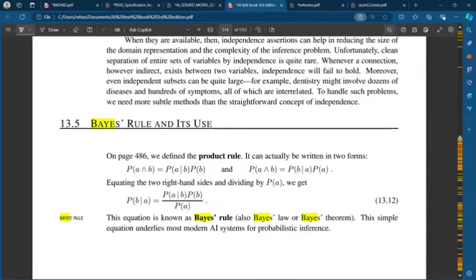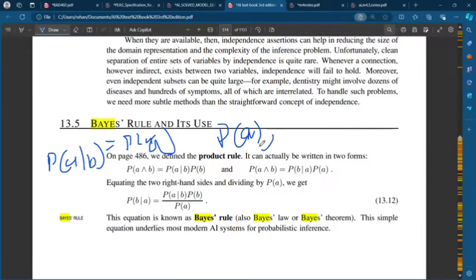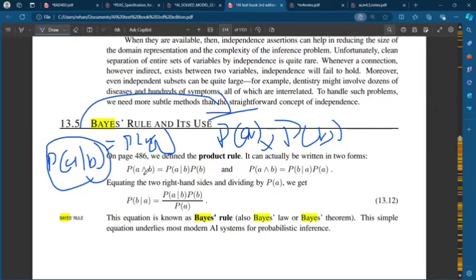P of A and B can be written as P of A or B, comma P of B. So basically, first what it says, let me draw here. P of A and B can be written as P of A into P of B, but I am writing this P of A in the form of this. That's it, they have written here.